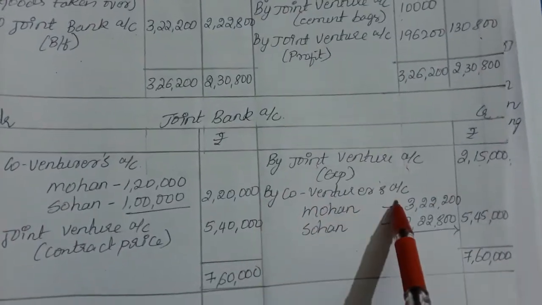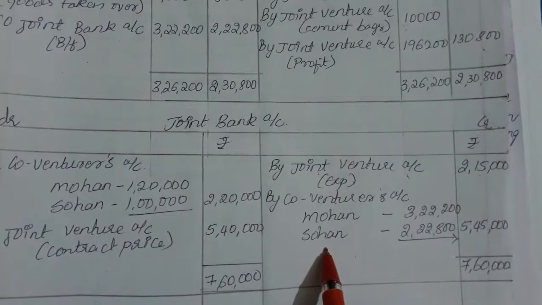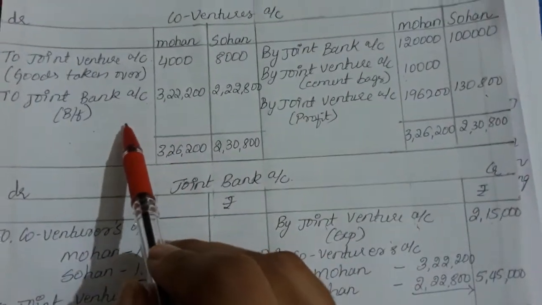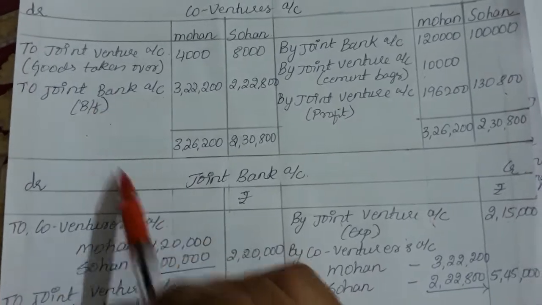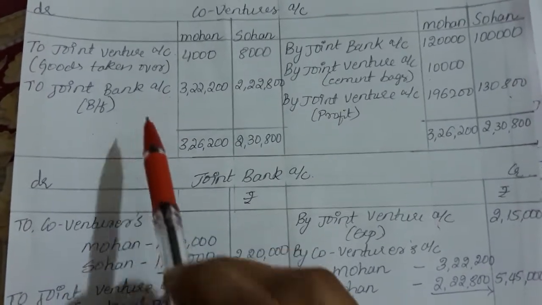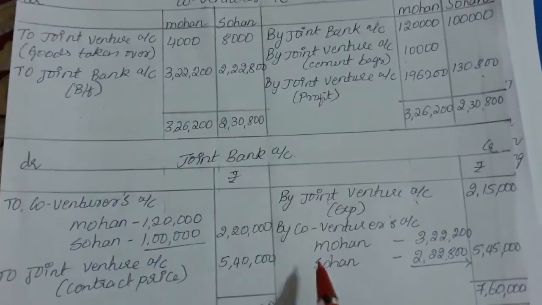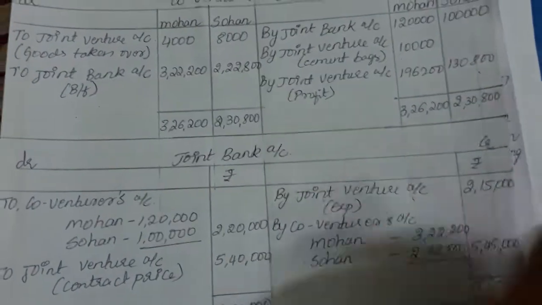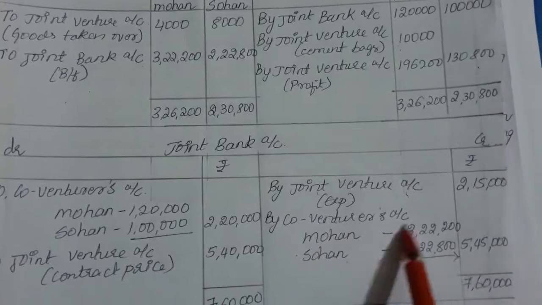So by co-ventures account, we have to pay the extra surplus. When we prepared the co-ventures account, we came to know that there is a surplus value, the debit side balancing figure that came. So that is the surplus to be paid off. We have to pay this surplus, so that is the expense for the joint bank. So we are supposed to record it.